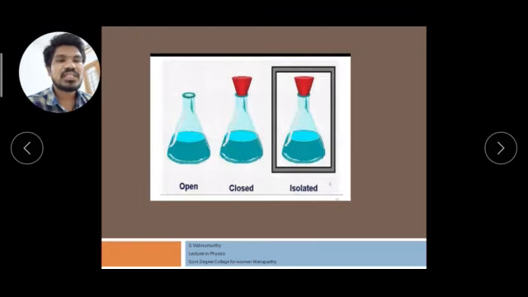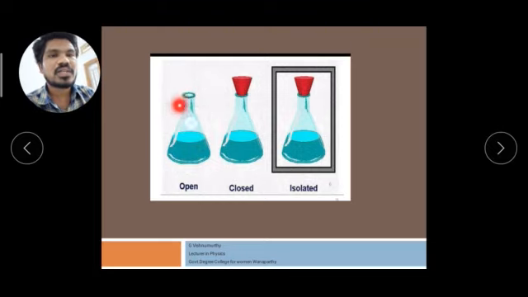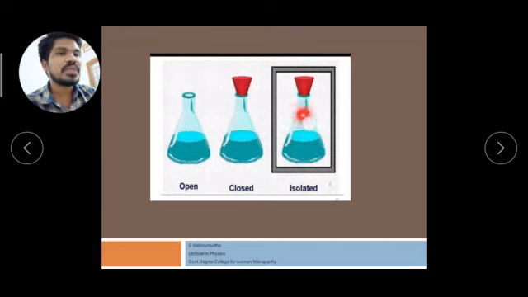And here you see the differences between the open, closed and isolated systems. This is the open system because there is no cap on the opening, and this is the closed system. The liquid is closed in the bottle, and the opening is closed. And here you see the isolated system: the bottle is filled with water, and again the opening is closed with a cork, and this entire system is taken within a boundary. So this boundary divides the surroundings from the entire system.